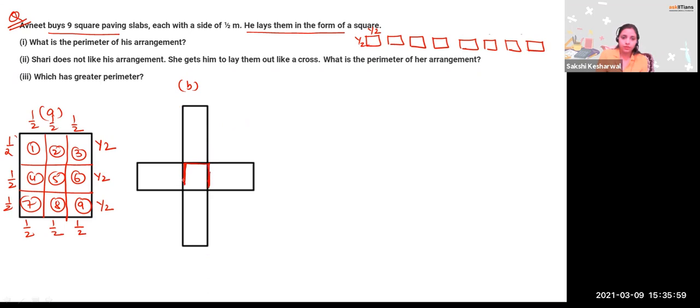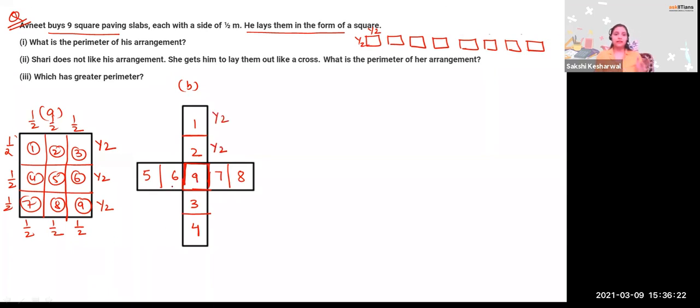So 1 slab is over here. So you have to arrange the 8 slabs. So 8 slabs means what you'll be arranging over here, like 1, 2, 3, 4, and this is 5, 6, and this is 7, 8, and this one is 9. Yes or no? So it's going to be half, right or not?